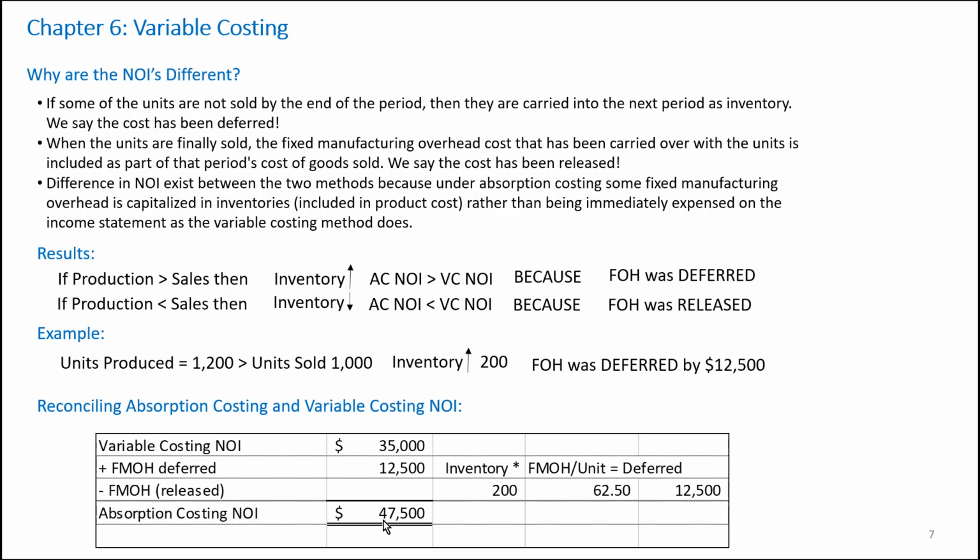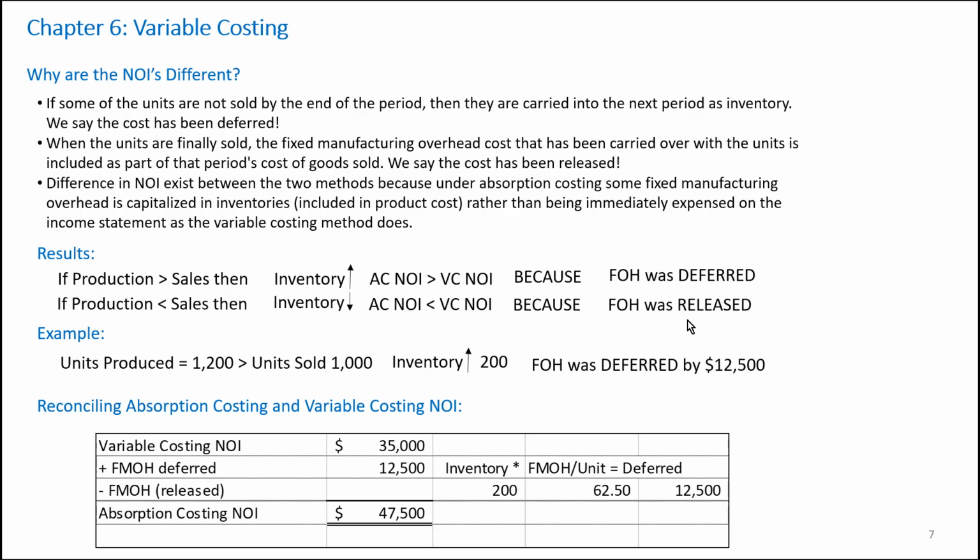So I'm hoping this clears things up a little bit. It'll show you that the difference between these two methods is basically all in fixed manufacturing overhead. Increases in inventory levels will always result in deferred costs for the absorption costing method, and as such will cause the NOI to be greater than the variable costing method. If inventory levels decrease because more goods are sold than produced, then the variable costing net operating income will exceed the absorption costing net operating income as more costs will be released for the absorption costing method than will be expensed using the variable costing method.